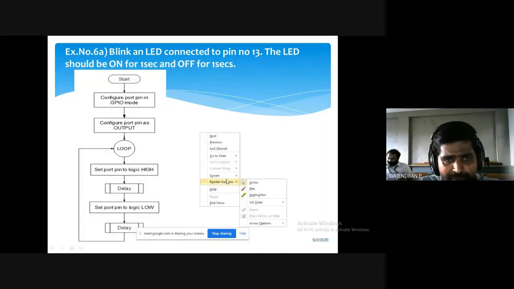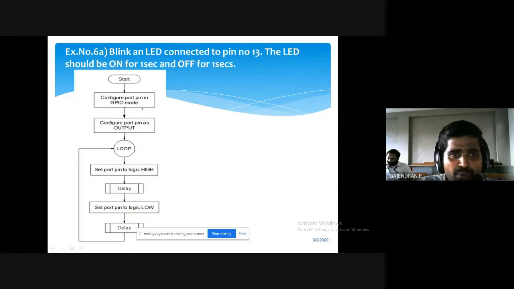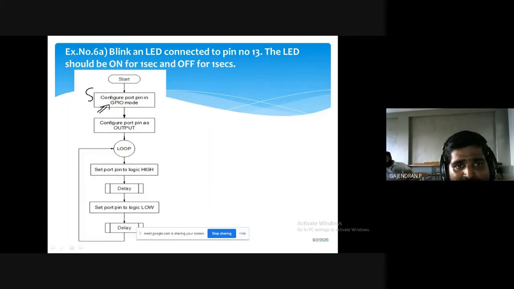GPIO mode means what? General purpose input output. Okay, so I need to configure the particular pin in GPIO mode. What is the syntax we have studied for this? If you configure the particular pin as an output mode, these two problems will get solved.